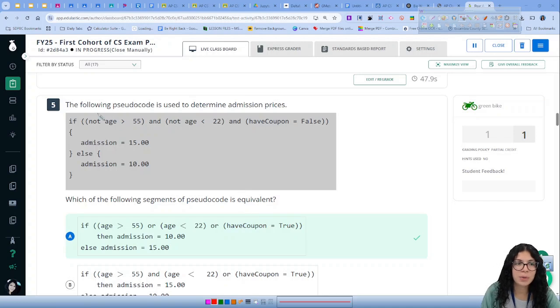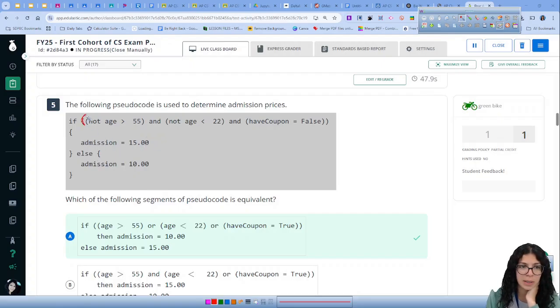All right, number 5. The following pseudocode is used to determine the admission prices. Notice that we have two admission prices: either admission is going to be set to $15 or the admission is going to be set to $10. So under what condition is the admission set to 15?